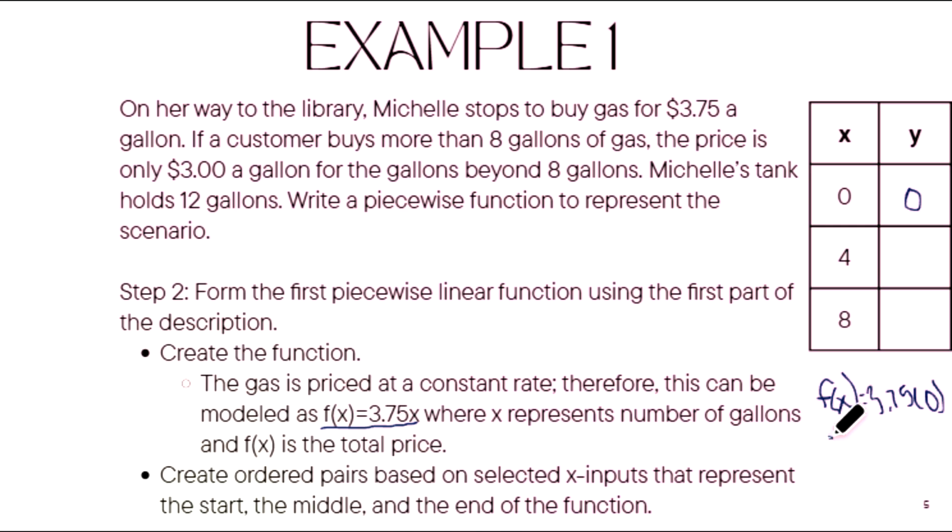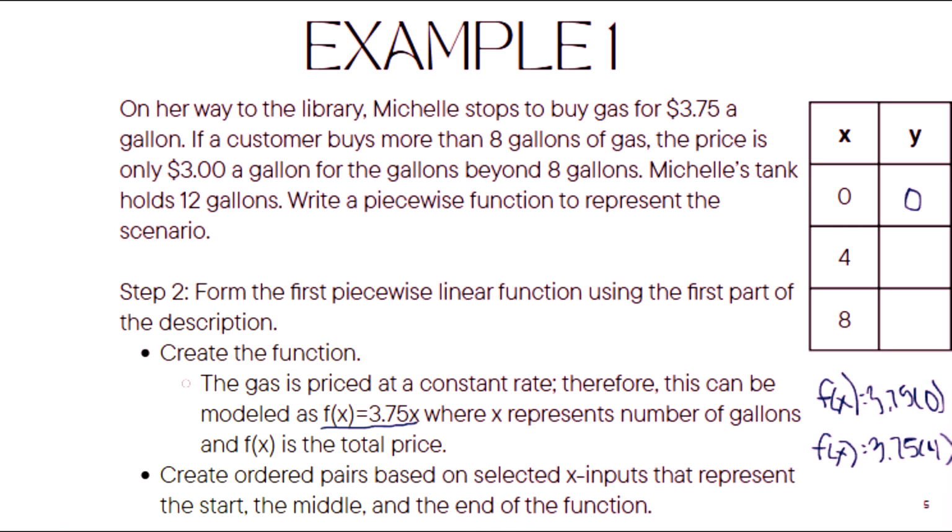Okay. Our next one is f of x is equal to 3.75 times our next x value, which happens to be 4. And boy, howdy, you better believe I'm getting the calculator out for that because I'm not playing that game. I am way too tired for that.